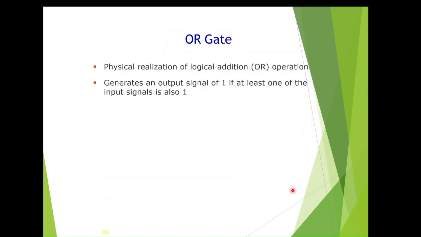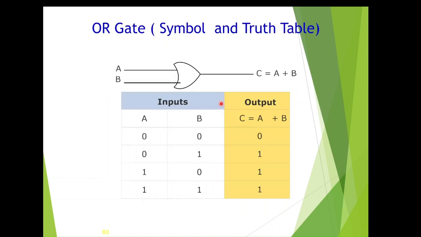Next gate is OR gate. OR gate performs logical addition. The output signal is 1 if at least one of the input signals is 1. This is the symbol of OR gate, and the boolean expression or the output expression is A plus B. Then this is the truth table. Here, when both inputs are 0, output is 0. In the remaining three combinations, output is 1. Means if A or B is 1, output is 1.